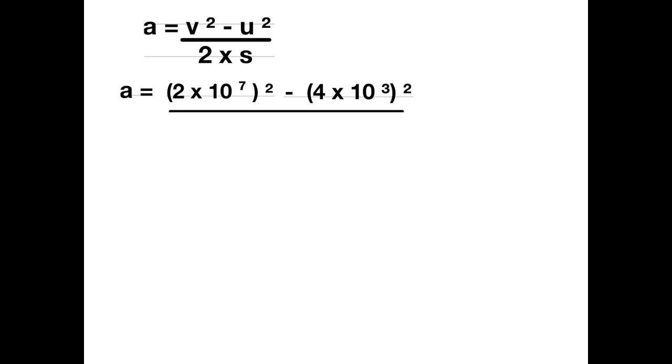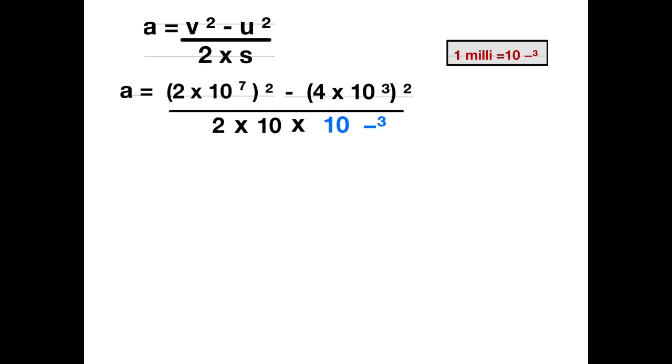Now let's plug in the values, knowing that the value for v is 2 into 10 to the power 7, and since it is squared, we have to put the square as well, minus u, which is 4 into 10 to the power 3, squared, divided by 2 into s. So let's write 2 into 10 millimeters. For millimeters we should convert as 10 into 10 to the power minus 3, knowing that 1 millimeter is equal to 10 power minus 3. Okay, hope this is clear till now.